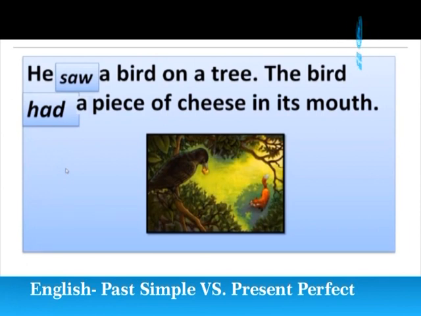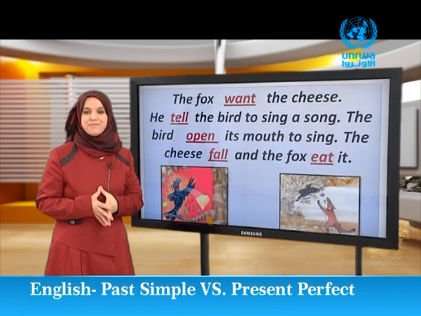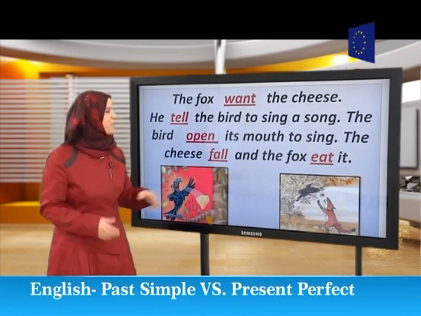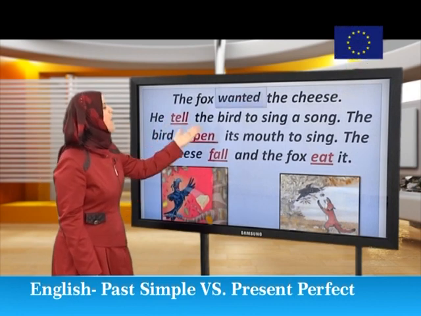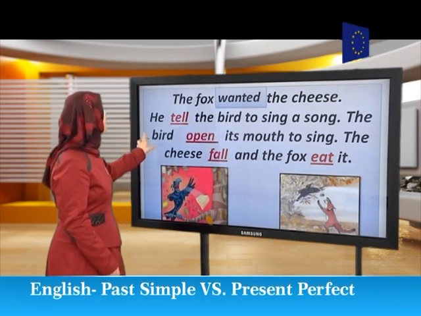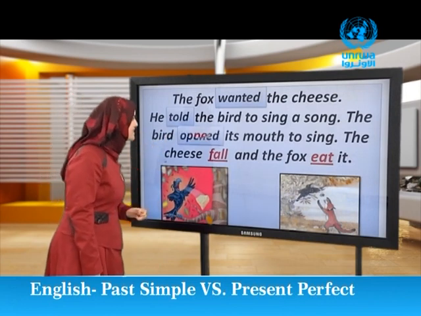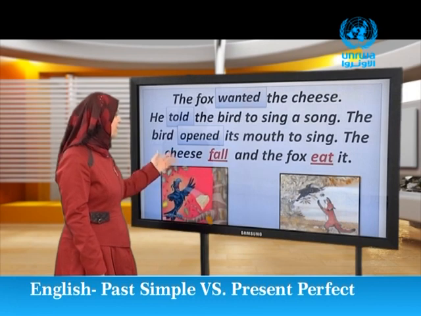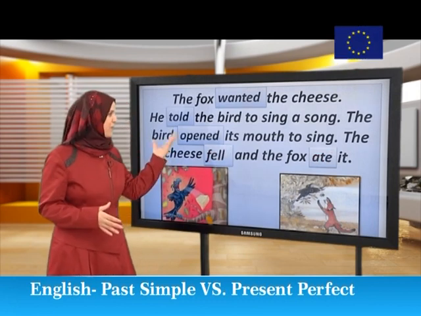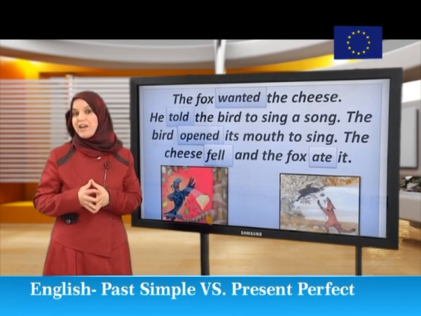Let's move to the next sentences. The fox want the cheese. What's the correct verb? Good. The fox wanted the cheese. The verb want is a regular one. He told the bird to sing a song. The bird opened its mouth to sing. The cheese fell and the fox ate it. Now, as you notice, some of the verbs are regular and some of the verbs are irregular.